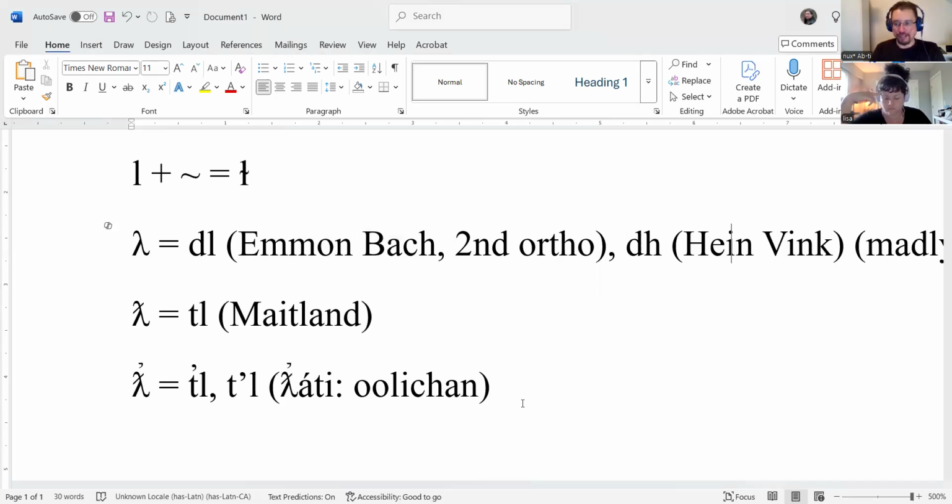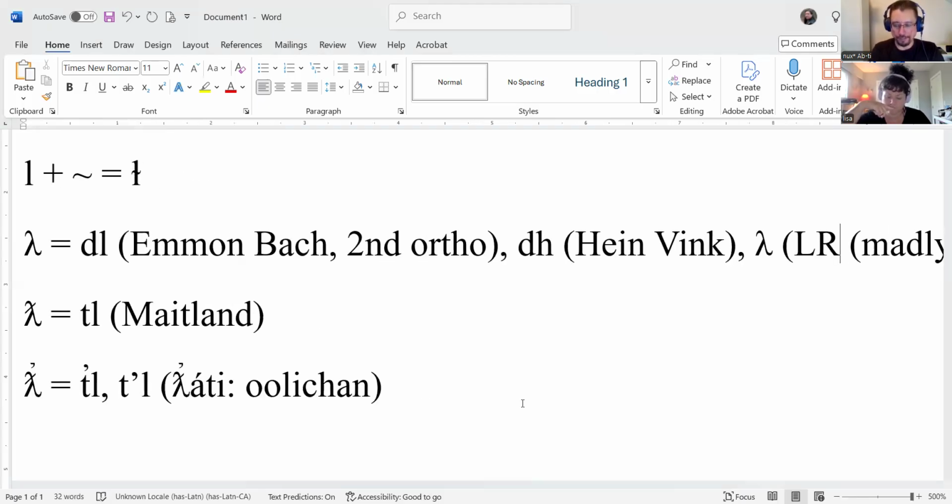They came after Heinvink in the mid 80s, so they were the first ones to actually use this. Whoops, that's the wrong symbol. That's the tilde L. They were the first ones to use the lambda symbol. So I'll just put LR here for Lincoln and Rath.